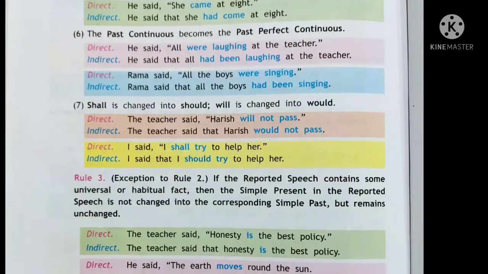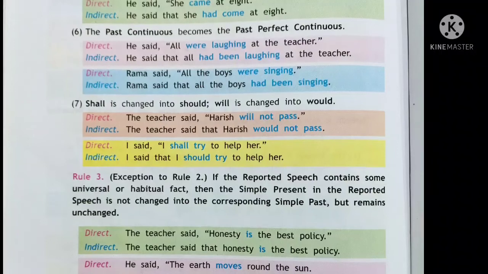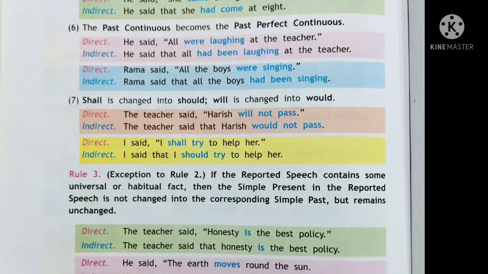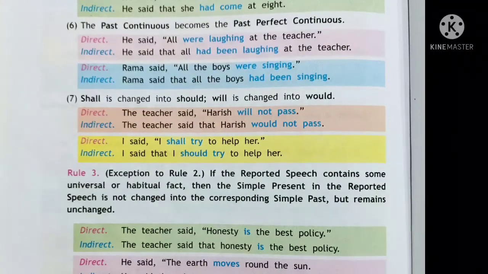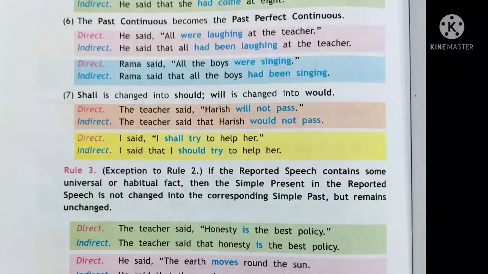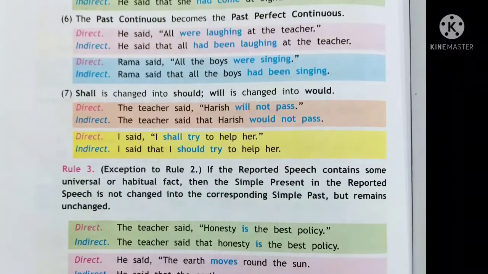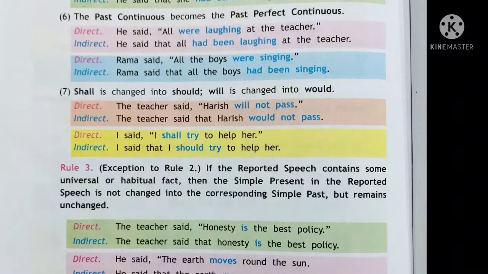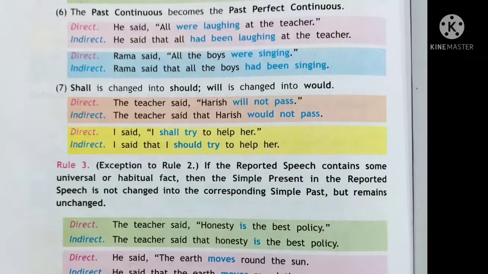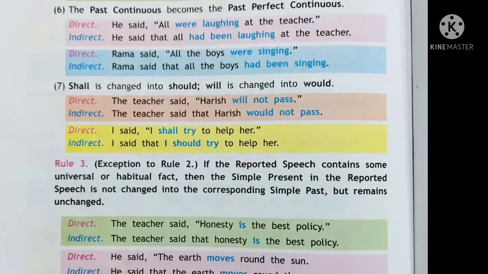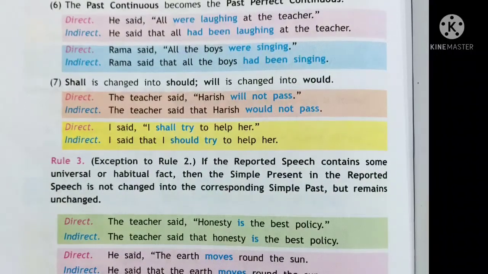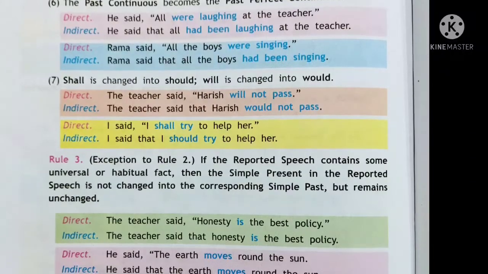Similarly, there is an exceptional rule which you should know: if the reported speech contains some universal facts or habitual actions in direct speech, then the simple present in the reported speech is not changed into the corresponding simple past, but remains unchanged. In your grammar book, it is mentioned that you can change either to the present tense or the past tense, but you should know that when we state a universal truth or habitual action in direct speech, we only keep it.